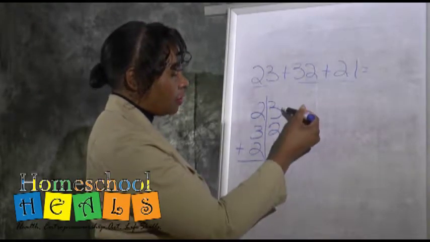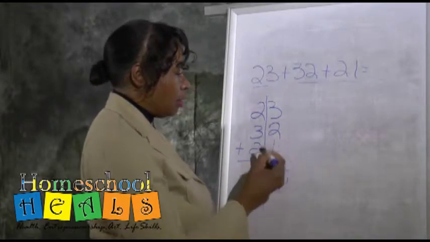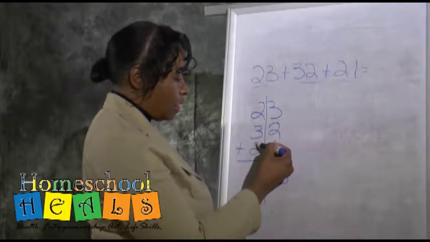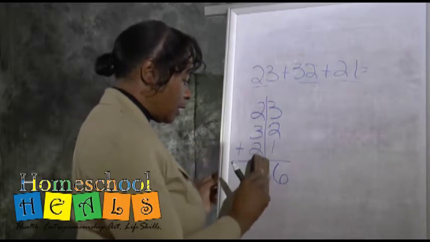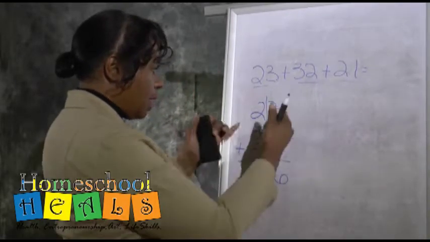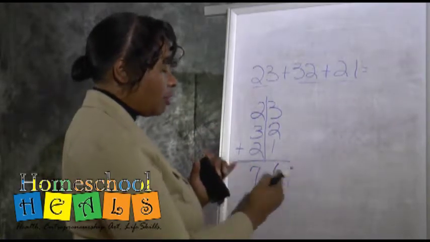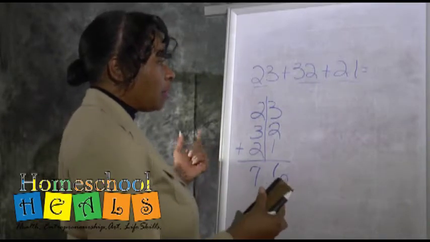So here you would get 3 plus 2 plus 1, which is 6. 2 plus 3 is 5. You add a 2, and that's 76. So your answer is 76. But it does help to line everything up so that you can keep things in order and you come to the right answer. So that's an addition problem. That's one way you may see it.